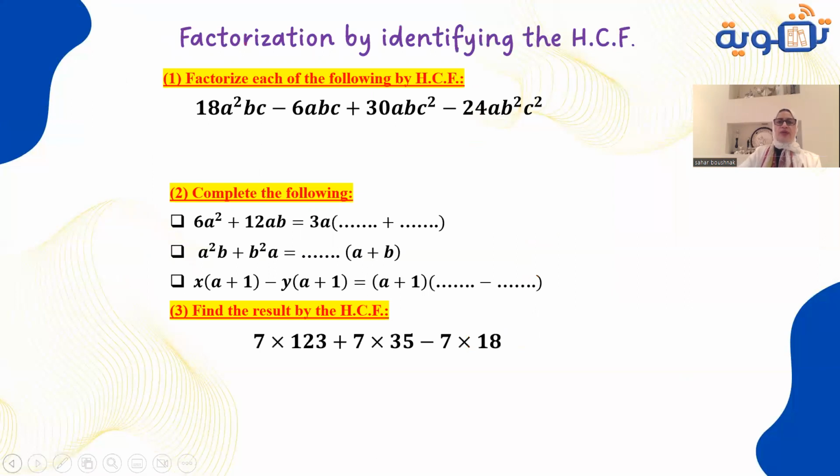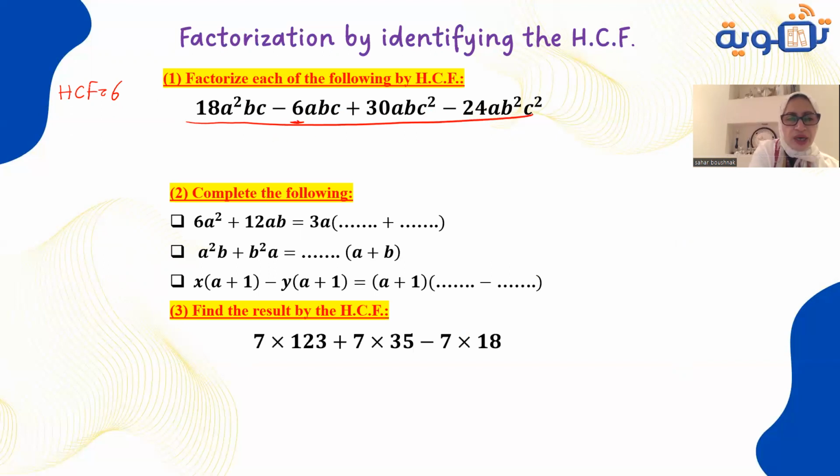Now we are talking about factorization by finding the highest common factor. So in the beginning, I need to find the highest common factor. Between the numbers, all the numbers can be divided by 6. So the common number here is 6, because 18 is 6 by 3, 6 by 1, 6 by 5, 6 by 4.